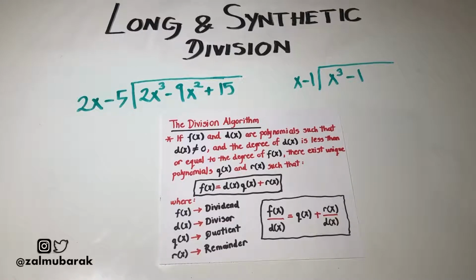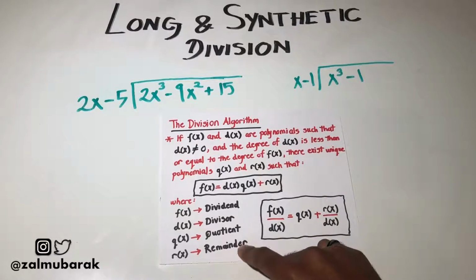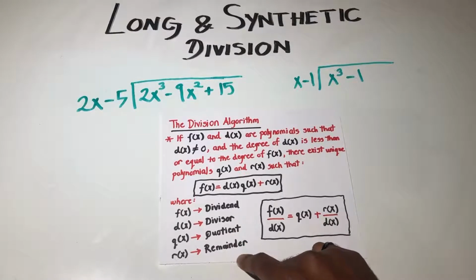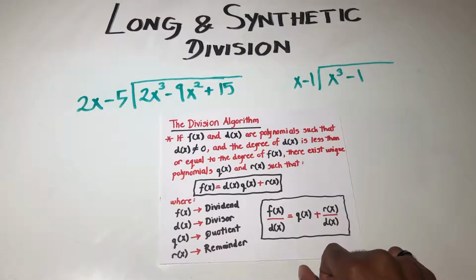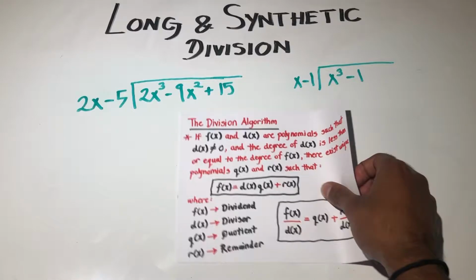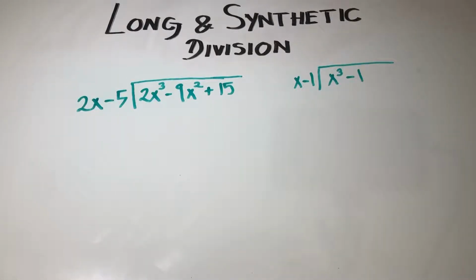Just to briefly go over what the division algorithm is, it basically states that f of x is equal to d of x times q of x plus r of x. And over here I listed what each term signifies. And then there's another way of writing this division algorithm, and it says f of x over d of x is equal to q of x plus r of x over d of x. Now we're going to be using this definition in our two examples. But let's go ahead and get started with the examples in front of us.